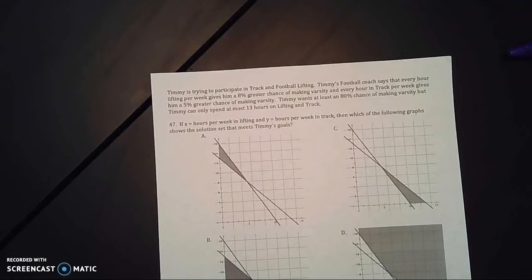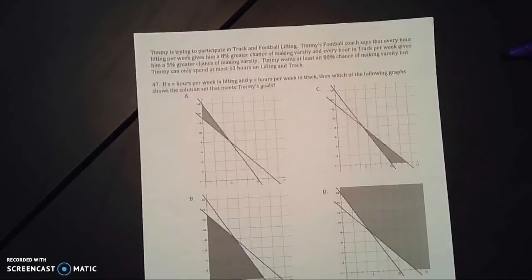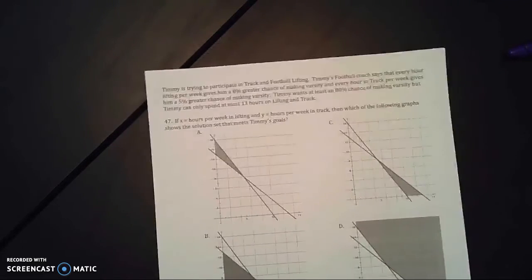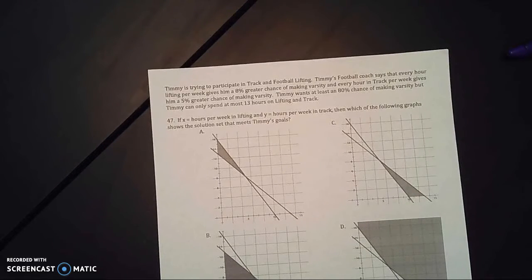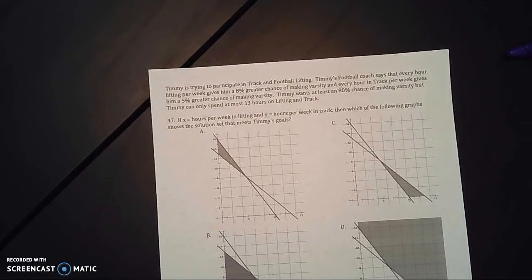Okay, so your last set of homework problems is from 47 to 50, and it all goes with the word problem at the top that says Timmy is trying to participate in track and football lifting. Timmy's football coach says that every hour of lifting per week gives him an 8% greater chance of making varsity, and every hour in track per week gives him a 5% greater chance of making varsity.